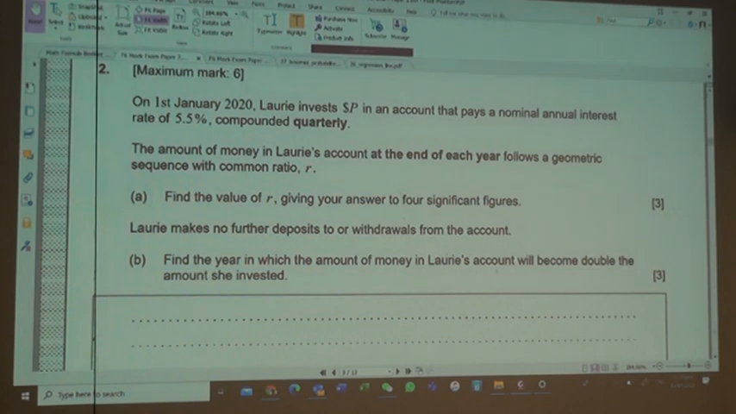Anyways, so if this person did not deposit anything further, it means we can assume the sequence just continues this way. How long will it take the money to double? Okay, find the year. Find the year.